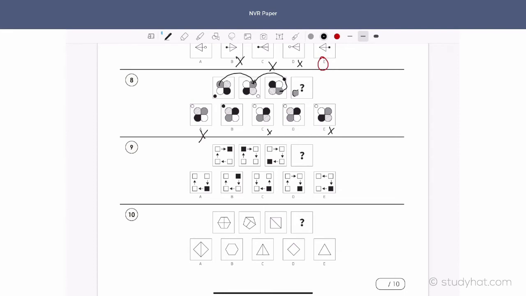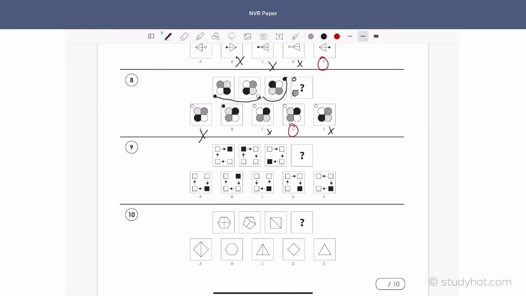Okay, now what's happening to the circle? The circle is moving anti-clockwise, right? It's moving from here to this corner and then to this corner. So we're going to expect it to move to this corner. And what's happening to its colour? It's changing colour. So it was black the last time, so it should be white this time, which is why it will be answer D.